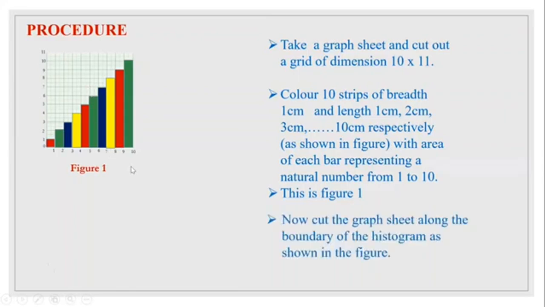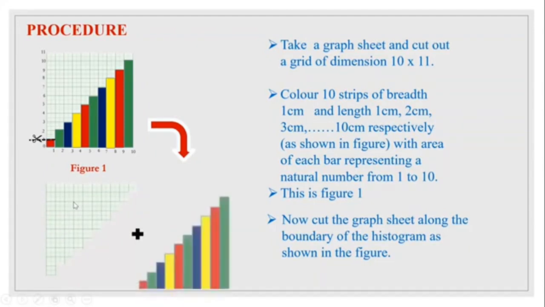Now cut the graph sheet along the boundary of the histogram that is being formed. So you can see this is a histogram that's been made. So I start cutting it along the boundary of the histogram. I cut from here, here, and this is the order that I'll be taking. So I use the scissors and I start cutting it from here in this manner. And what do I get? I get two different pieces, one the graph sheet which was not colored and the colored portion. So I hope till here it is clear.